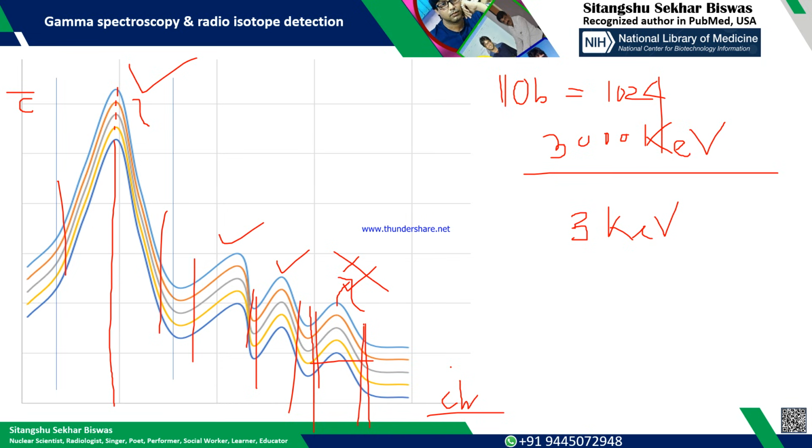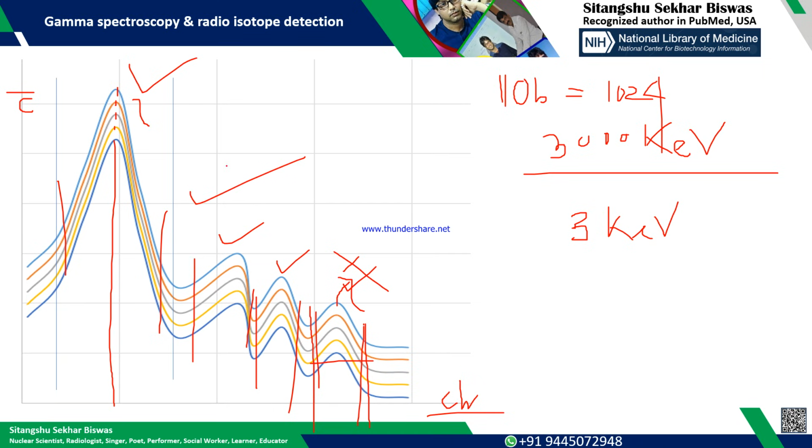Then in a multi-channel analyzer, how many types of pulses are coming with different energy, and how many of each, which is called intensity, is segregated and finally plotted like this.